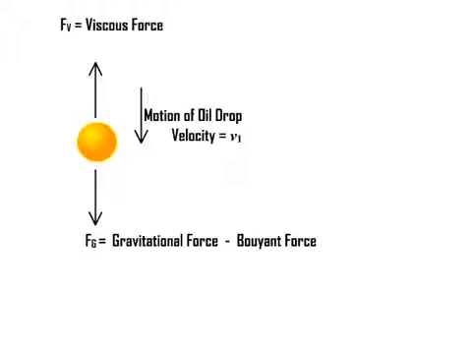Let us see what forces act on the oil drop. While calculating the gravitational force, we have to take into consideration the buoyant force. Now Fg, the gravitational force, is equal to 4/3 pi r cube (rho minus rho air) into g, where 4/3 pi r cube is the volume of the oil drop and g is the acceleration due to gravity. Rho is the density of oil and rho air is the density of air. Using Stokes' law, Fv equals 6 pi eta r v1, where r is the radius of the oil drop and eta is the viscosity of air.